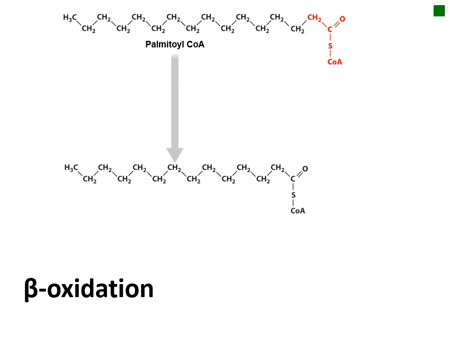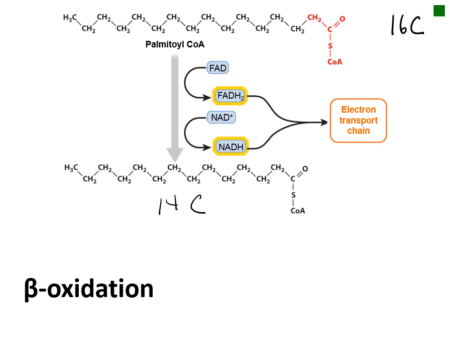Fatty acids are broken down in a process called beta oxidation, which removes 2 carbon units from their ends. For example, this fatty acid has 16 carbons. And after beta oxidation, it now has 14 carbons. This does not produce any ATP, but does produce 1 molecule of NADH and 1 of FADH2, which can then travel to the electron transport chain to make ATP through oxidative phosphorylation.